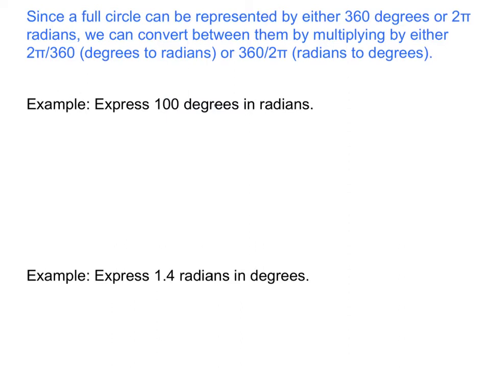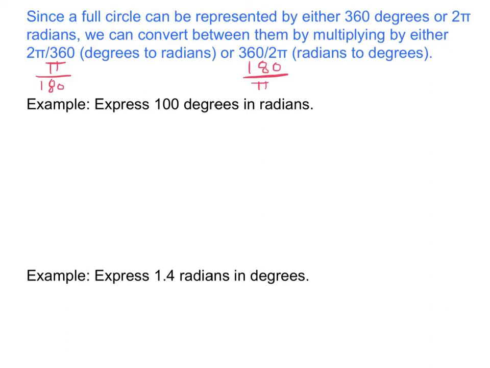So the first is this formula conversion. Because a whole circle can be represented by 360 degrees or 2 pi radians, we can convert between them by using a conversion factor. We can either use 2 pi over 360 if you're going from degrees to radians, or 360 divided by 2 pi if you're going from radians to degrees. By the way, both of those fractions can be reduced. You could do pi over 180 instead. In fact, that's generally my preference. And for this one, you can do 180 over pi.